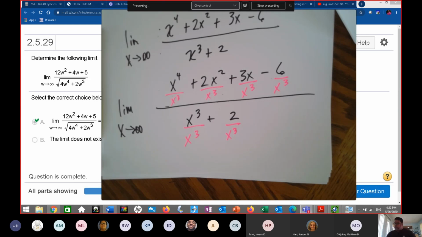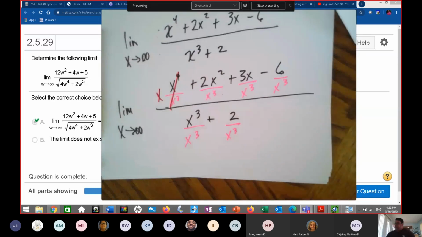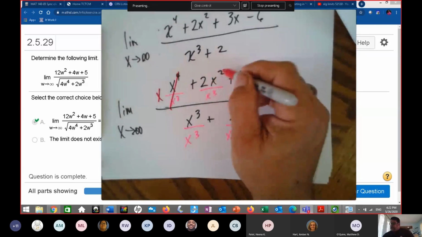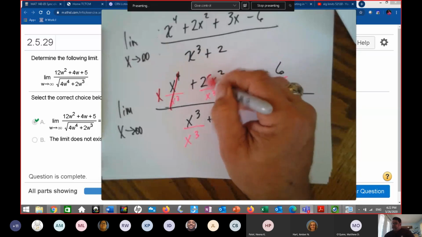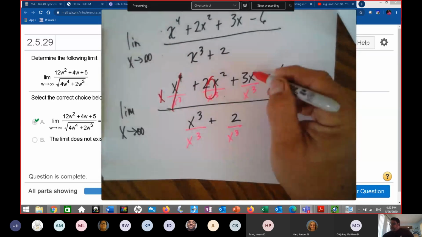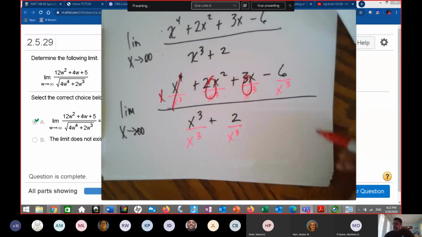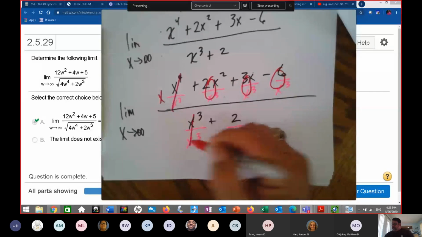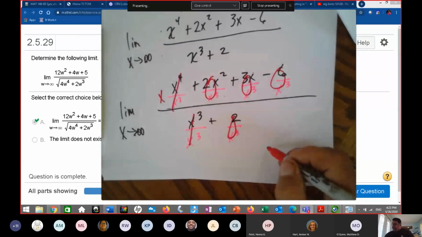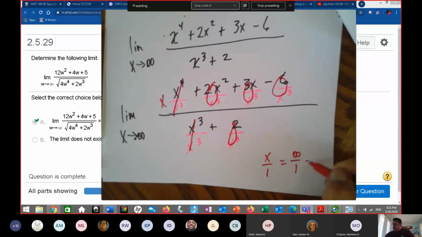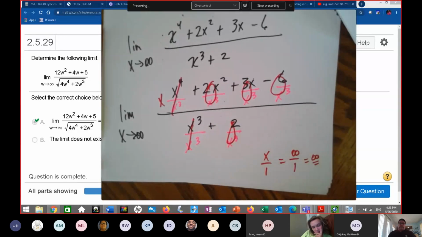Okay. So that's going to go to x. That's going to go to x. This is going to go to what? This is x, 2 over x. That goes to 0. 3 over x squared goes to 0. 6 over that goes to 0. That's a 1. What's x over 1? What's infinity over 1? Infinity. That's it. So that's how you do these problems.